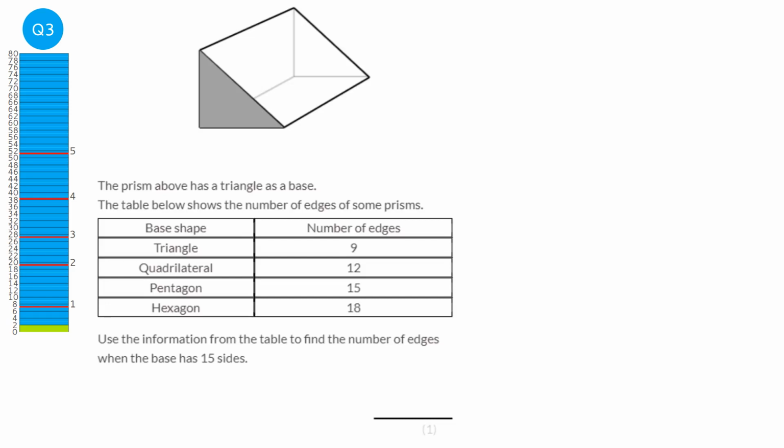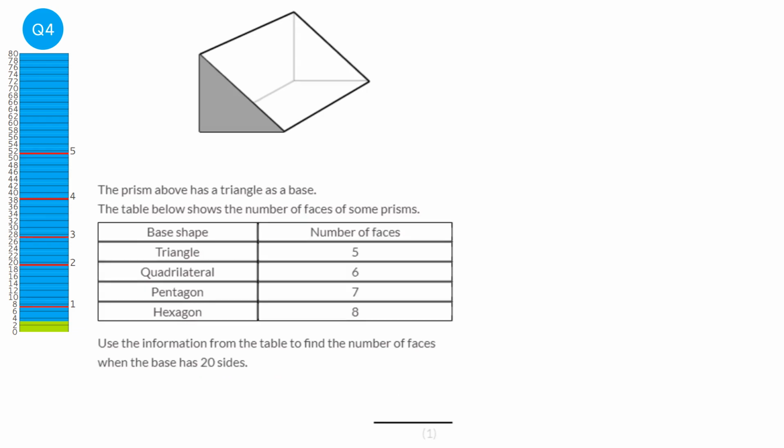So if we just add the amount of sides each of these shapes has, a triangle has 3 sides, quadrilateral 4, pentagon 5, hexagon 6. And notice what's happening with the number of edges. They're multiplied by 3 each time. So all we need to do is get the 15, multiply it by 3, which will be 45. So there will be 45 edges.